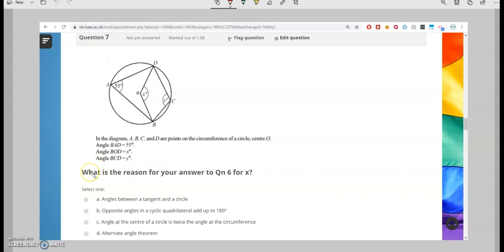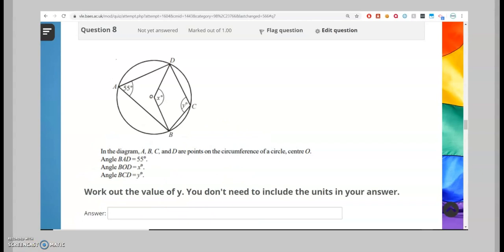In this next question, we've got to write the reason for the answer that we've just picked. So that was angle at the center of a circle is twice the angle at the circumference. So it's option C. In question number 8, we still have the same diagram. Now we've got to work out the value of y.